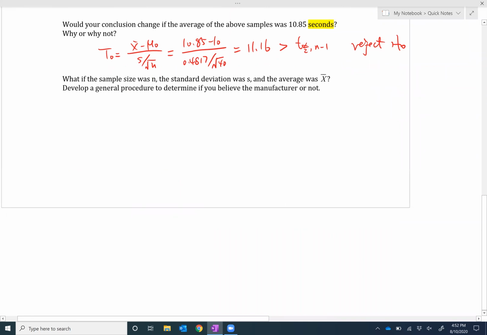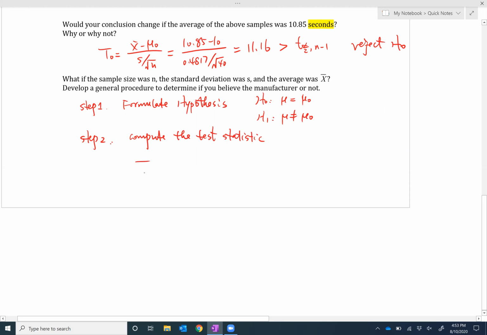Now, what if the sample size is n, standard deviation s, and average is x bar? Develop a general procedure to determine if you believe the manufacturer or not. So, general procedure. Step 1, formulate the hypothesis. That is mu equals mu 0, or mu doesn't equal mu 0. Step 2, compute the test statistic. That is T0 equals x bar minus mu 0 divided by s over square root of n. You see here, the only change from the previous test statistic is you change the sigma to s. Then this will become a T distribution.